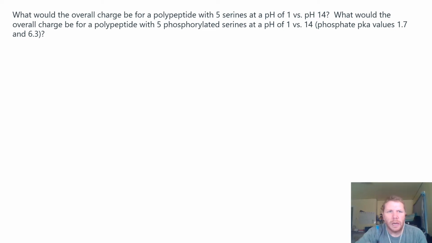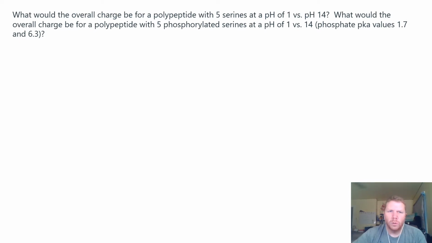Alright, so this is the eighth and final question for your first exam. The question reads: what would the overall charge be for a polypeptide with 5 serines at a pH of 1 versus a pH of 14? What would the overall charge be for the polypeptide with 5 phosphorylated serines at a pH of 1 versus a pH of 14? The phosphate pKa values are 1.7 and 6.3 respectively.